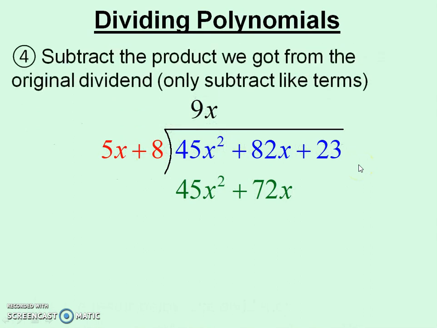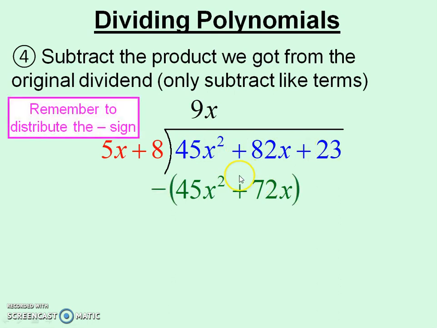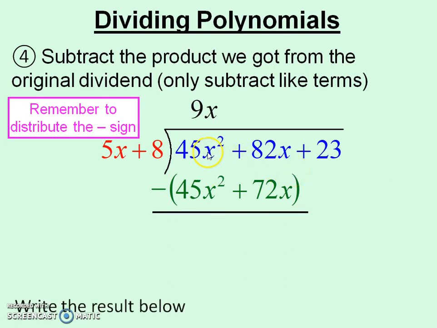Next, step 4 is that I subtract this product that I got from the original, and I can only subtract like terms. I'm going to subtract this whole thing. Don't forget to distribute that negative. So I'm subtracting 45x squared, and I'm subtracting 72x. And when I subtract these, I'll get 45x squared minus 45x squared. Those cancel out. And 82x minus 72x, I'm left with 10x. I'll keep these all lined up because those are all the x terms.